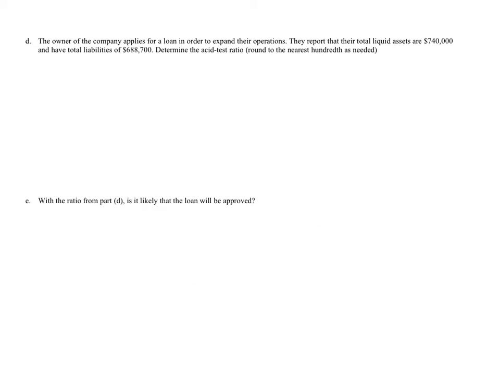All right, for parts D and E, let's say that the owner of the company wants to apply for a loan because they'd like to expand their operations, perhaps building another facility in a different town or something like that. When applying for this loan, they have to report their total liquid assets, that's the amount of money they have readily available, and then also their total liabilities, the amount of money that they're on the hook for. The acid test ratio says take the assets and divide by the liabilities. So as a fraction, that's simply 740,000 divided by 688,700.